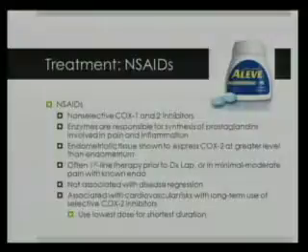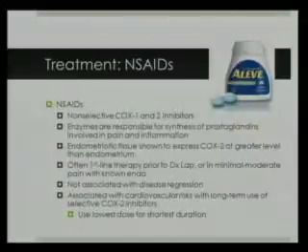And the problem with these are the cardiovascular risks associated with long-term use. So we try to use the lowest dose for the shortest duration.